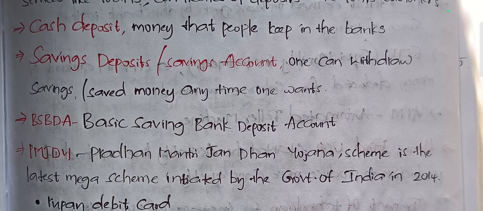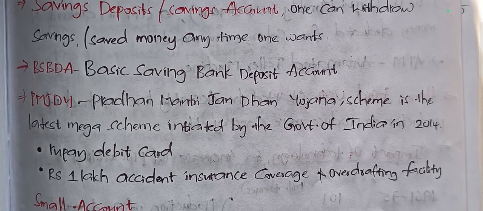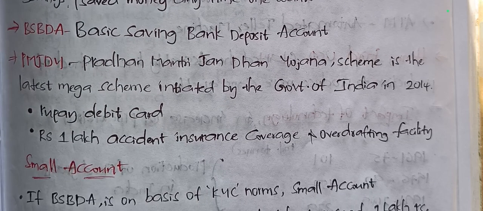Next, BSBDA, which means Basic Saving Bank Deposit Account. Next, PMJDY, Pradhan Mantri Jan Dhan Yojana. It is the latest mega scheme initiated by the government of India in 2014. It provides a RuPay debit card, 1 lakh instant accident insurance coverage and overdraft facility.